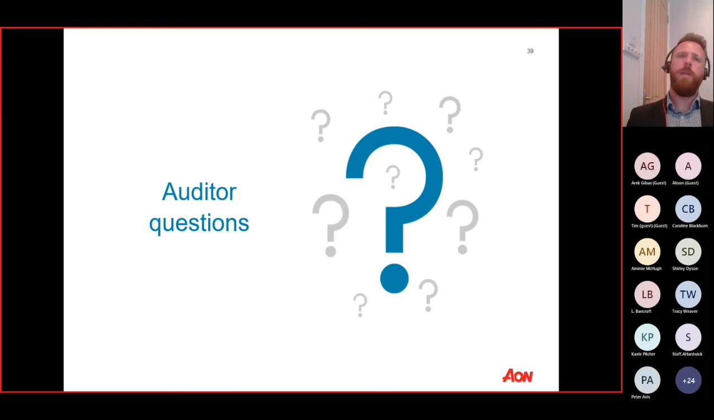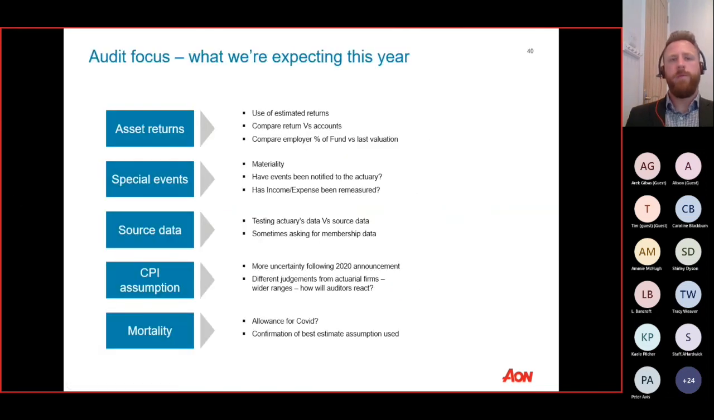So I'll just run through the areas, I guess, that we expect auditors to focus on, and that's based on our experience of what's happened in the past couple of years, but also from these discussions that we have with auditors on an annual basis and what we've heard them asking about at 31st of March and 31st of July. So we've got 5 items there.